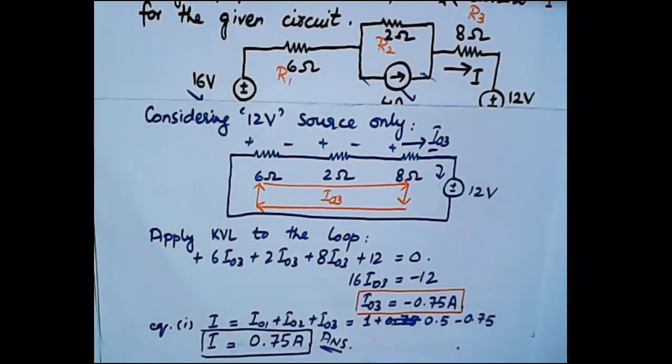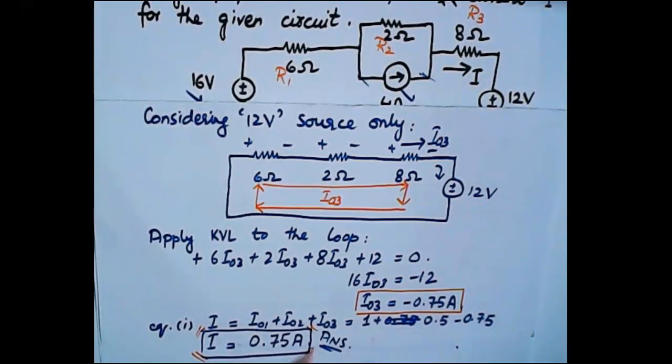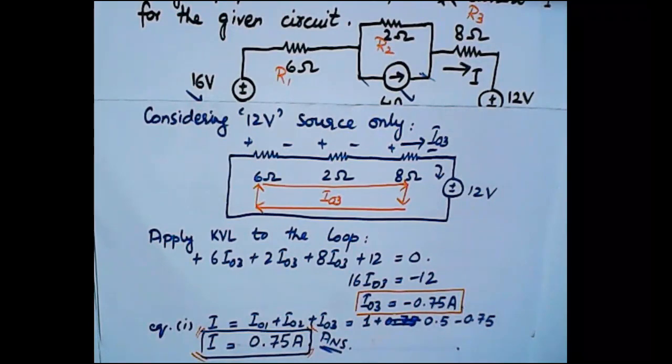So I hope it is clear now what we have done and how we have solved this question by considering 3 different sources, only one at a time. So that concludes our topic of superposition theorem, and in the next video we will be covering the topic of source transformation. So this topic here, I hope it is clear now along with the examples.